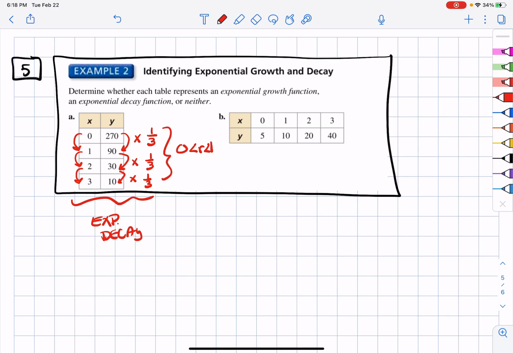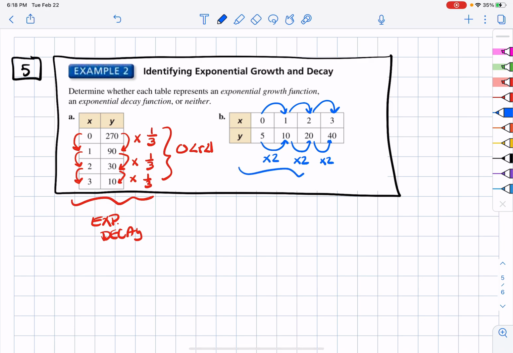Let's take a look at part B, all right? So again, I'm starting at 0, going to 1, going to 2, going to 3, just going up by an equal amount. So far, so good. Now look at the y's. How do I go from 5 to 10? Well, I multiply by 2. How do I go from 10 to 20? Well, I multiply by 2, and then again, I'm multiplying by 2 to get from 20 to 40.